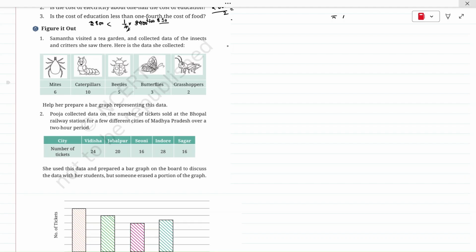She visits a garden, analyzes it, and notes this data. The data is that there were 6 mites, 10 caterpillars, and all these details. Now what we have to do is prepare a bar graph representing this data. So how are we going to do this?